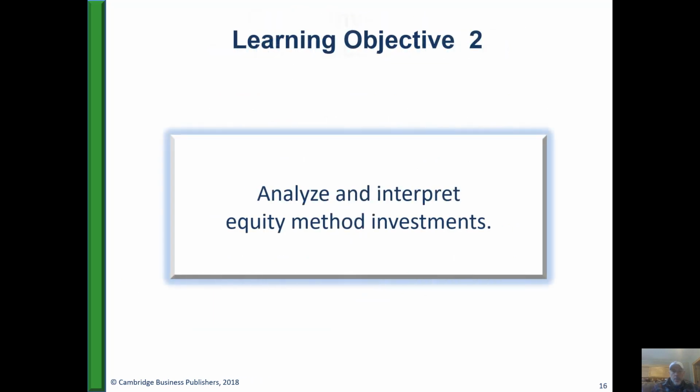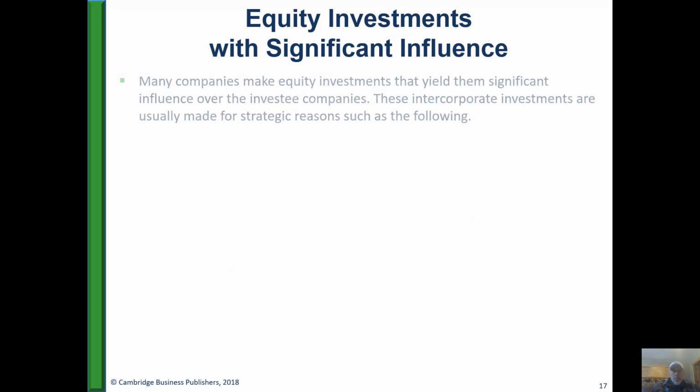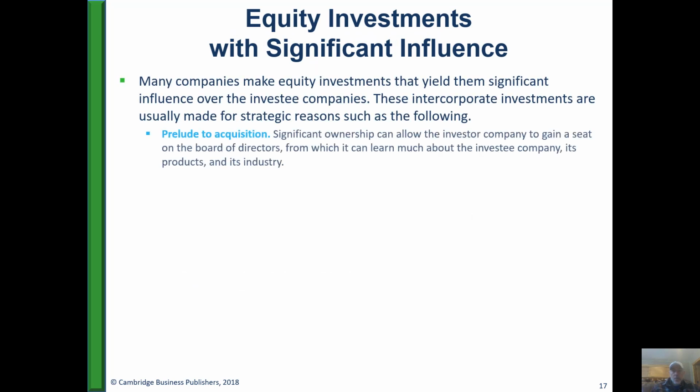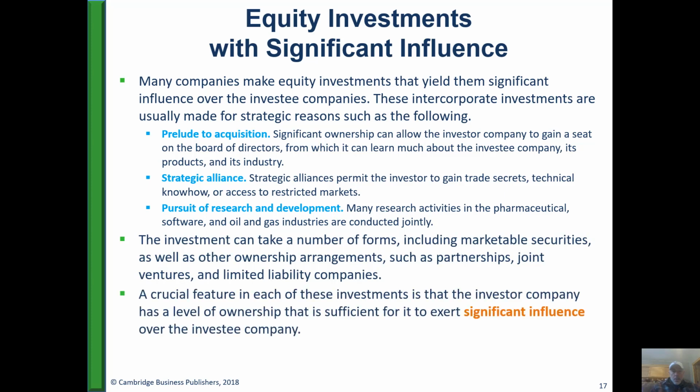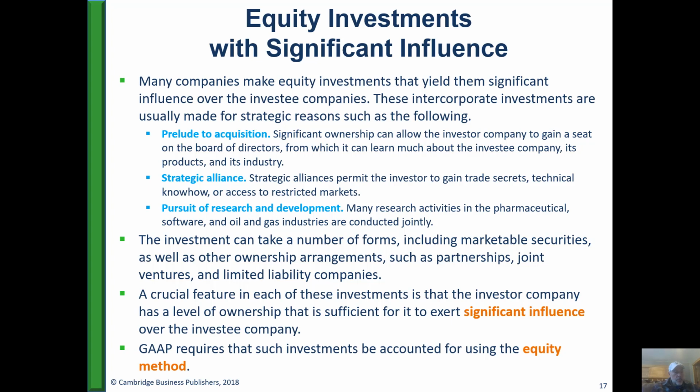Okay, so let's analyze and interpret equity method investments. Equity method with significant influence. So this is not majority owned. This is between 20 and 50%. And here's our guideline: significant influence equals the equity method of accounting.